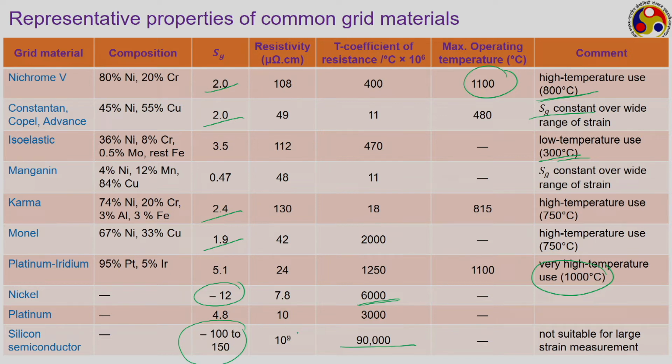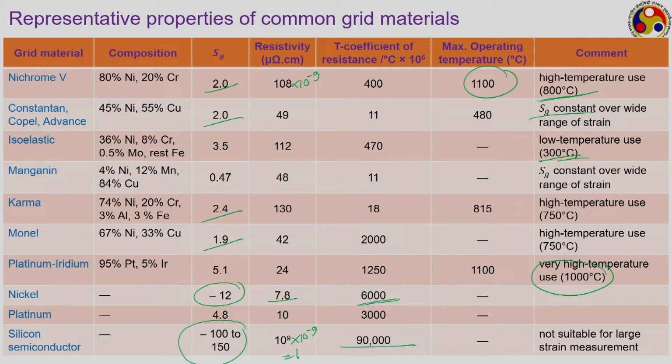They also have a very high temperature coefficient, and they are able to sense extremely small changes in resistance as well, because the resistivity of the material is 10 to the power 9 micro ohm centimeter. Whereas for other common materials, nickel has only 7.8, whereas nichrome has 108 micro ohm centimeter. If we compare their magnitudes, it is 108 into 10 to the power minus 9 ohm centimeter, whereas this is 10 to the power 9 into 10 to the power minus 9, that is 1 ohm centimeter. It is much higher, 10 to the power 7 times higher than nichrome.